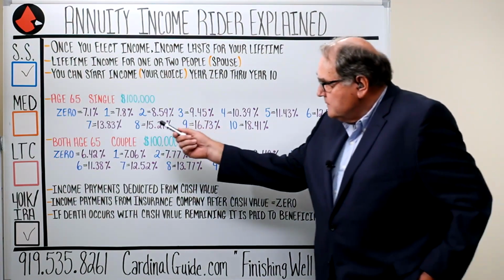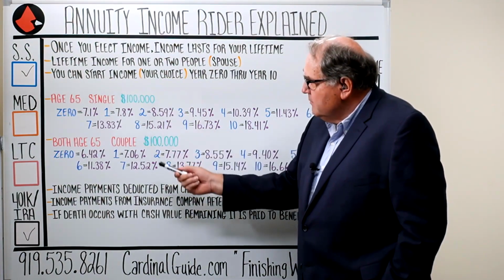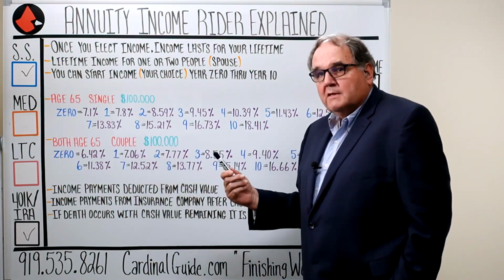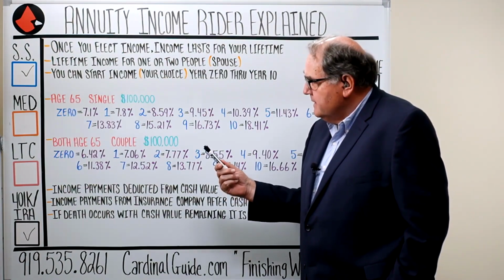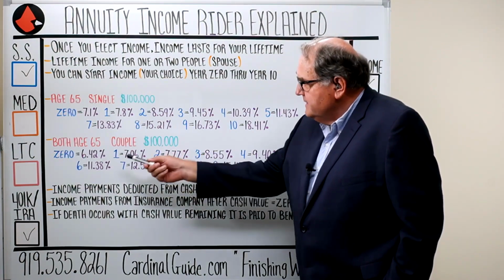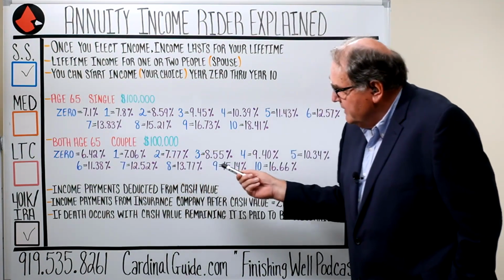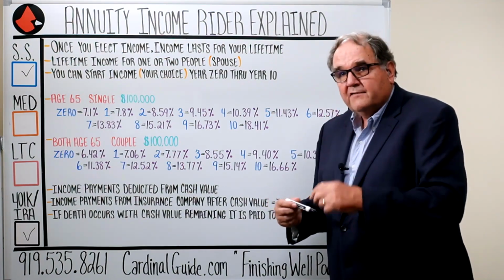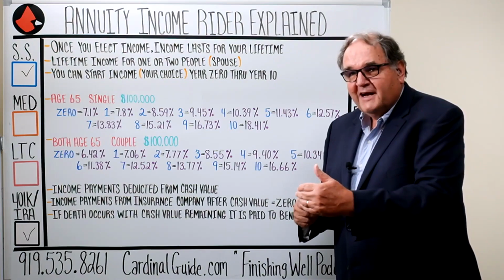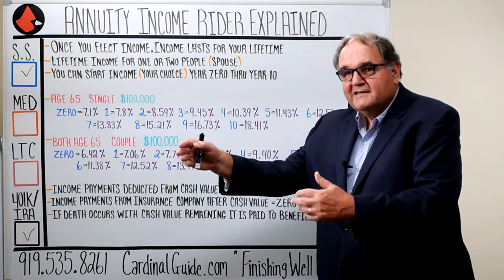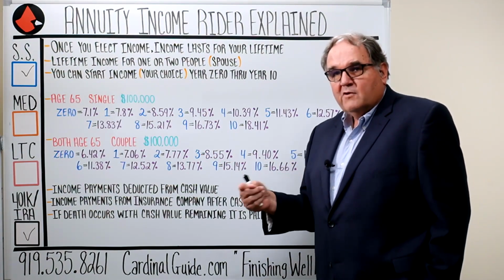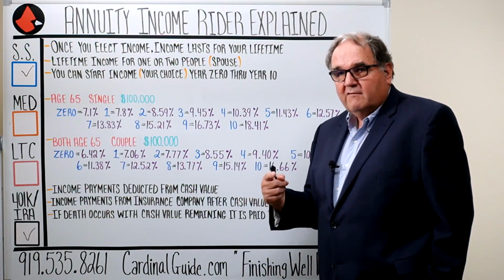So what we've put up on the board is the single rate. And then what I've done here as well is I've put the numbers for a couple. This would be a husband and a wife, both 65. And you can see that the rates are a little bit lower because now they're insuring 2 lives. So if one person goes early or midterm in their 80s, and then the other one lives up into their 90s, they're going to keep paying out whatever this payout number is, as long as either one of them is alive.